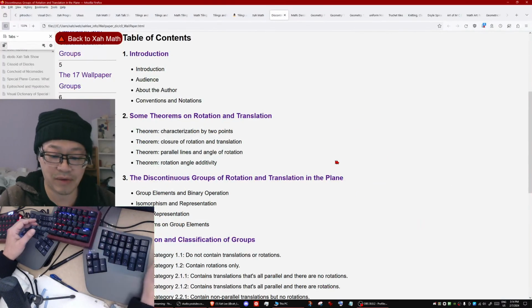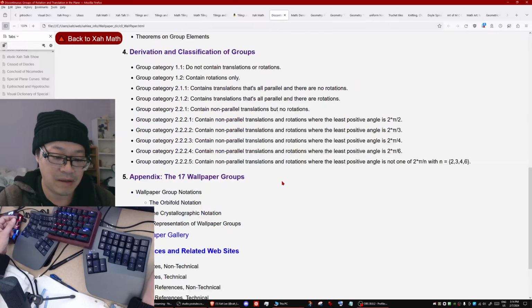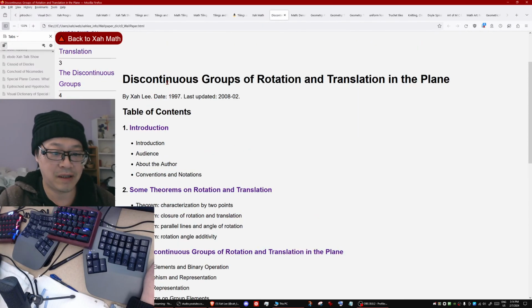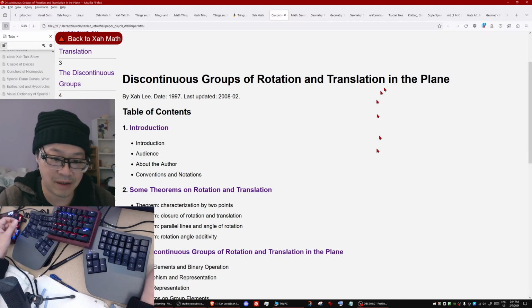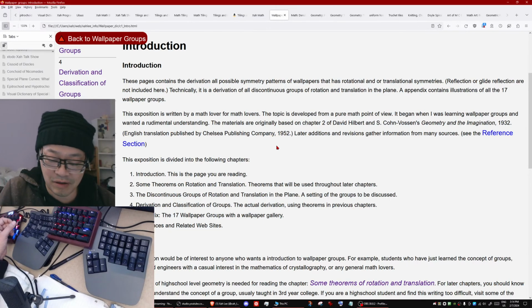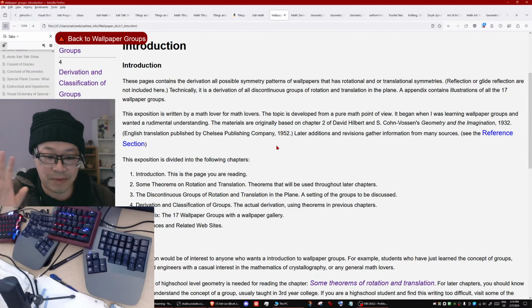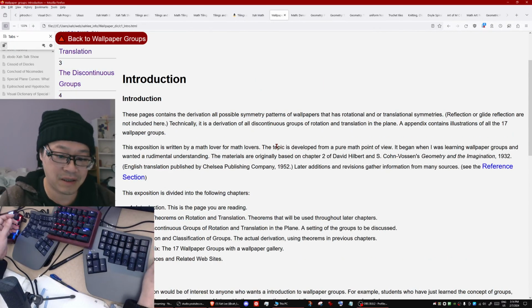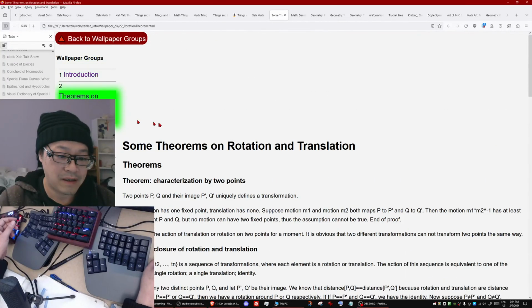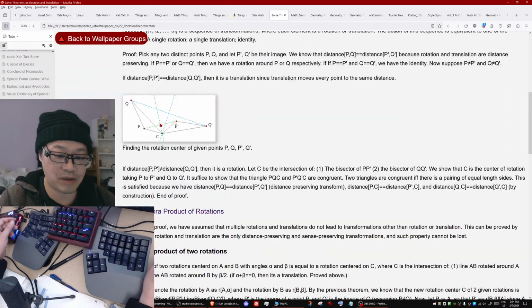This is more serious mathematics I wrote in 1997 on discontinuous groups of rotation and translation in the plane. This page actually got cited by lots of academic publications, journals, or in workshops, back then. So I wrote this article about 1997, with theorems on rotation and translation.